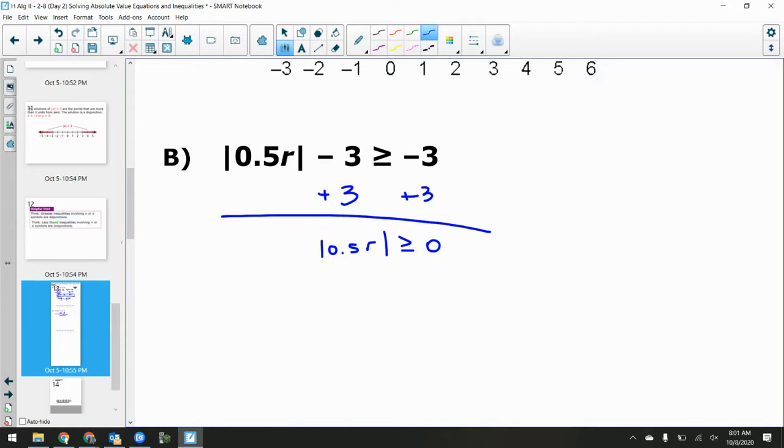Okay, so we have to think about this a little bit. Is this an and or an or? Greater than or equal to is an or. That means I've got the first one as is. The second one, we would flip the symbol and change the sign. So 0.5 R now would be less than or equal to, would it make sense to write negative 0? No, it would just be 0, right? Okay, if I divide by 0.5, doesn't matter where, we get 0.